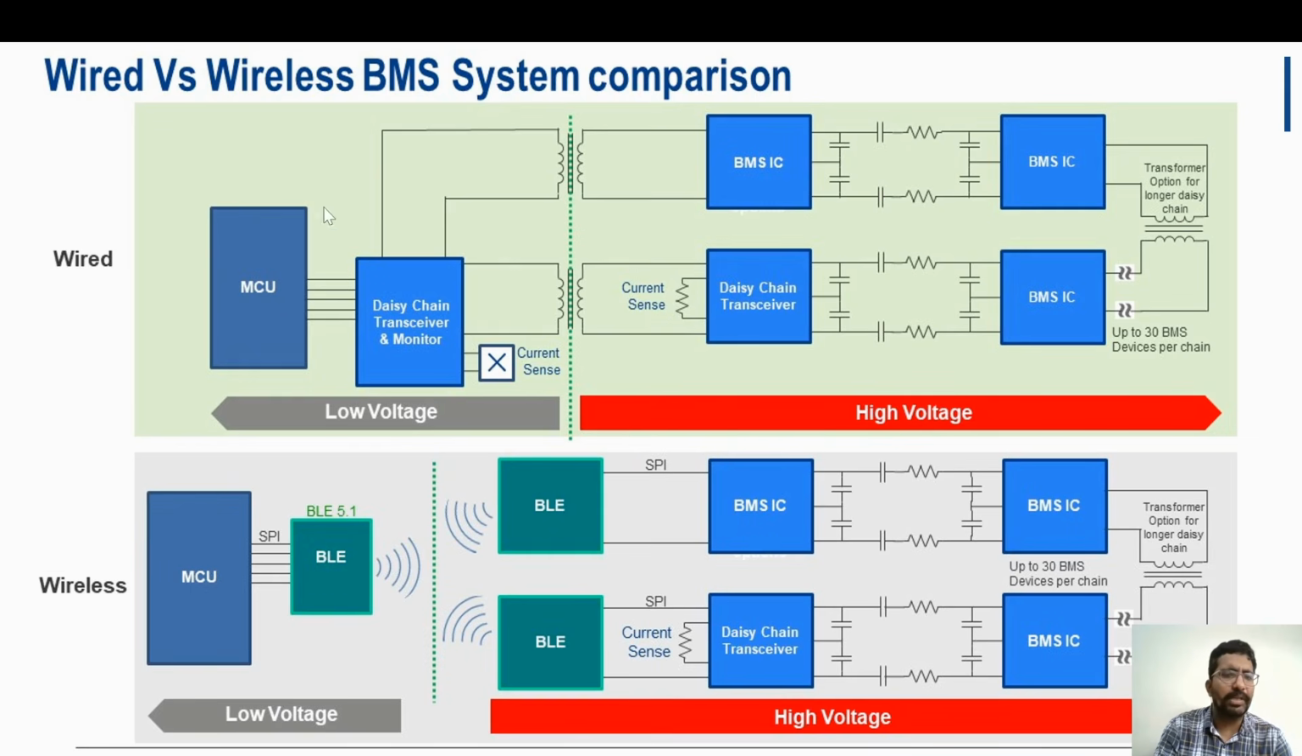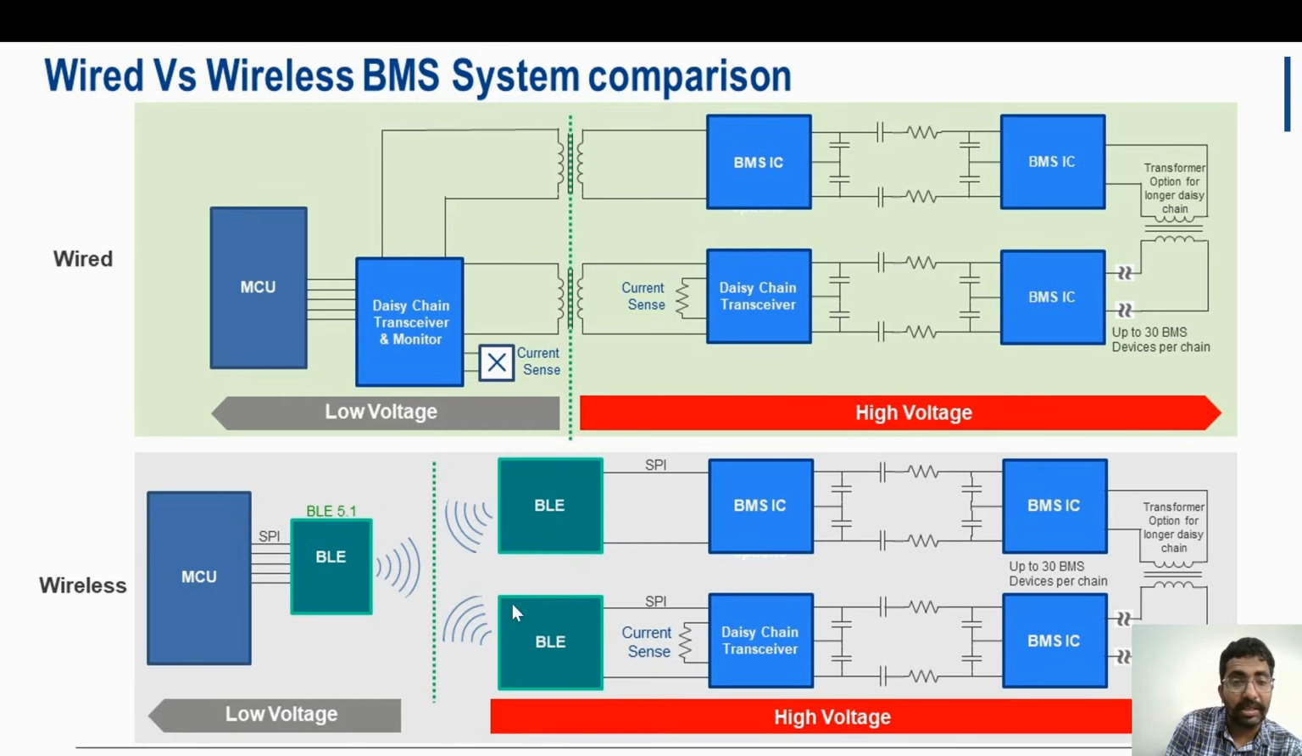Okay, so here you can see a wired connection, how the MCU can be wirely connected, and here one transmitter, daisy chain transceiver system is there, monitoring device is there. So instead of directly, a microcontroller can be used to communicate with the daisy chain over the battery packs. Okay, BMS IC, BMS IC. So any BMS ICs can share the information through the wired connections.